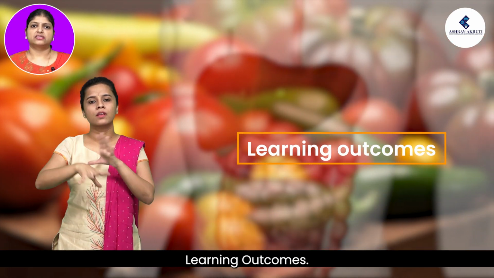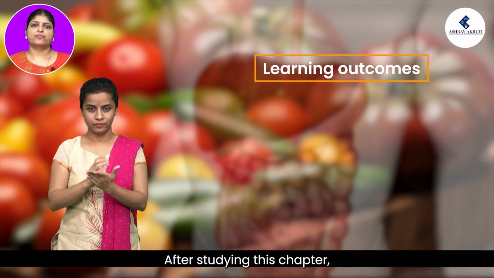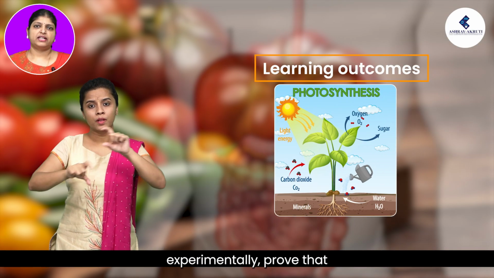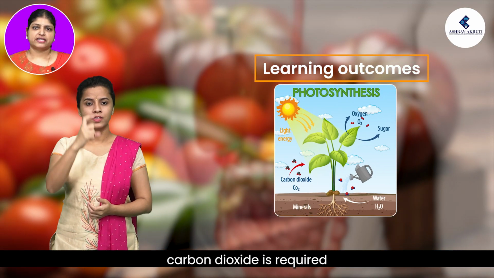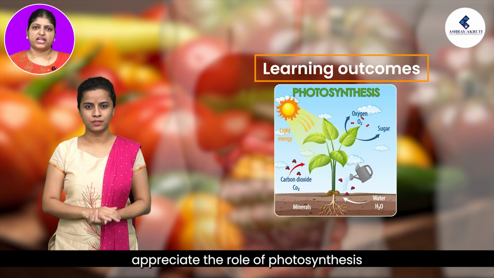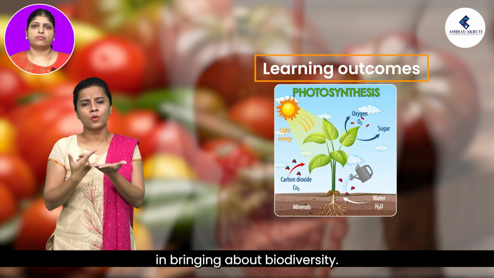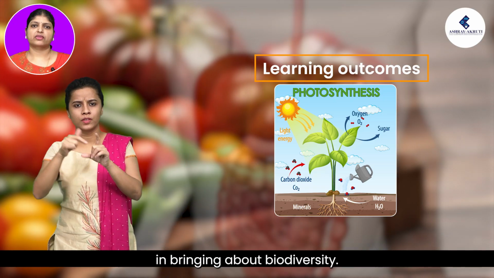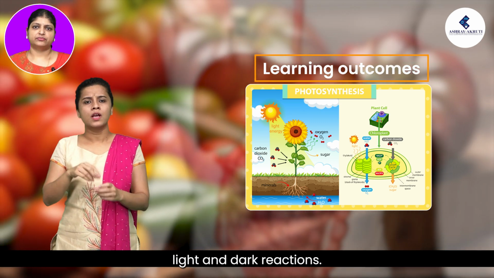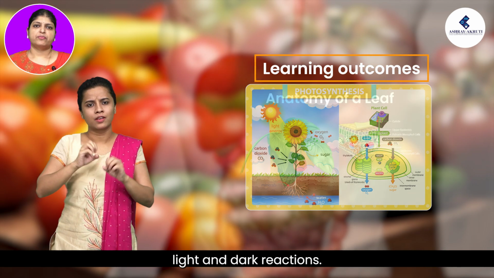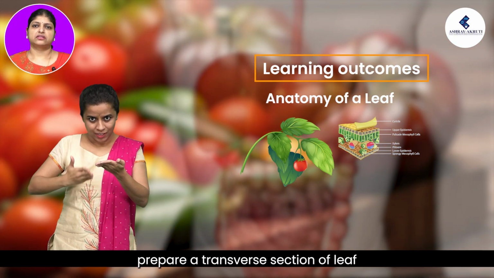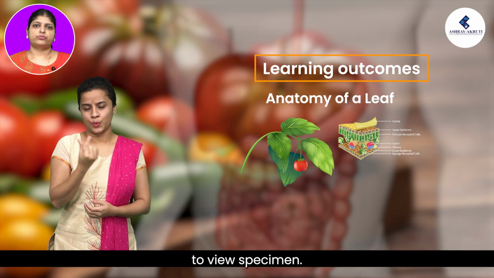Learning outcomes. After studying this chapter, you will be able to define life process, experimentally prove that carbon dioxide is required for photosynthesis, appreciate the role of photosynthesis in bringing about biodiversity, differentiate between light and dark reactions, prepare a transverse section of leaf, use a microscope to view specimen.